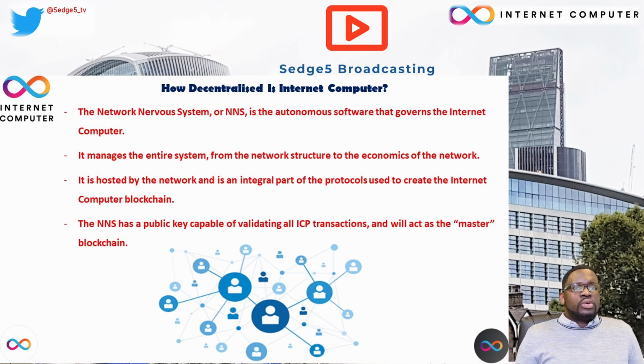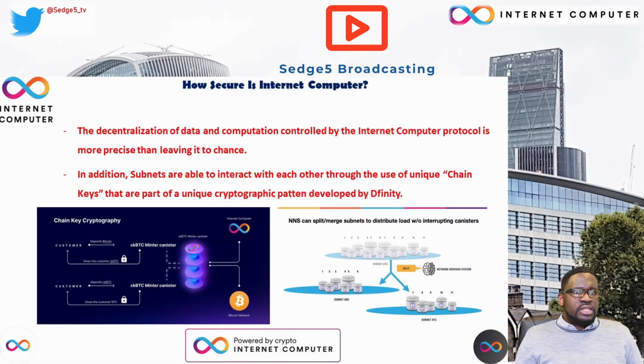As far as security is concerned, as we've seen under decentralization, the decentralization of data and computation controlled by the protocol is more precise than leaving it to chance. In addition, subnets are able to interact with other subnets through the use of unique chain keys that are part of a unique cryptographic pattern developed by Dfinity.